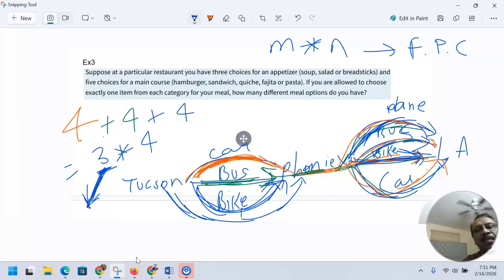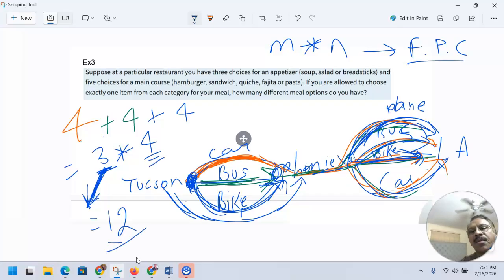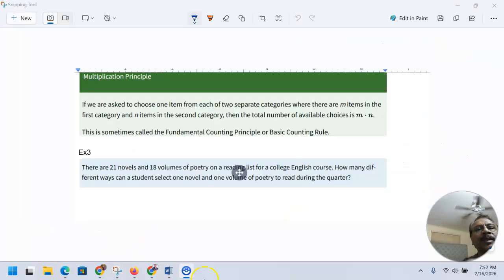So the first step is going from Tucson to Phoenix. There are three options. And from Phoenix to LA, you have four options. All you do is just multiply and get the answer. And that's called the fundamental principle of counting. Okay, let's move on to the next. So whatever I say, that is called the fundamental principle of counting, or it is also called the multiplication principle.